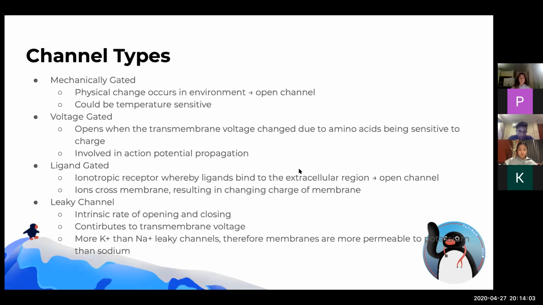We also have ligand gated channels, where a ligand, something like a neurotransmitter or a chemical signal, binds onto the receptor, and this will cause the channel to open up. And then we have leaky channels. Leaky channels are, as the name suggests, leaky, so they'll open and close every so often, and this will allow a small amount of ions to pass through at a certain time. The main important ones that we'll be focusing on, I believe, are voltage gated and leaky channels for the rest of nerve physiology. So if we go on to the next one.